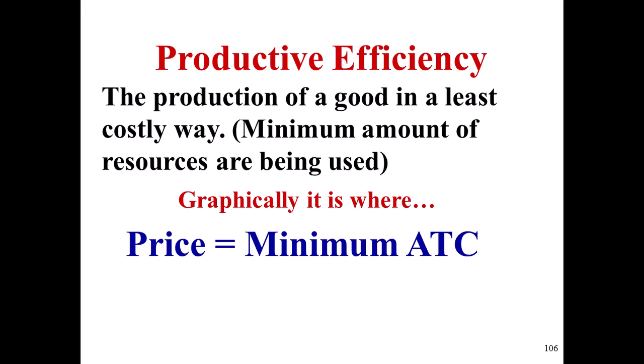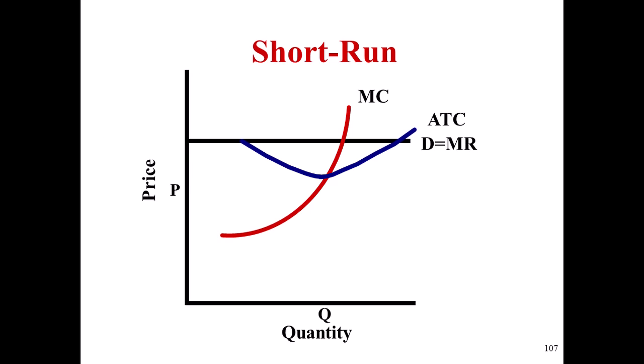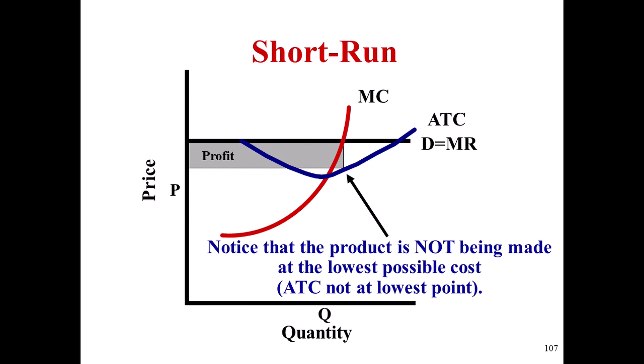So productive efficiency is where price equals minimum ATC, or just a way of saying producing a good in the lowest cost way. Okay. So this product is not being made at the lowest possible cost, because here, where they're maximizing their profit, it's right there. Lowest possible cost would be minimum ATC. This firm doesn't care about that because they're maximizing their profit. Yes, they're paying a little bit more for these units right here, but that doesn't matter. They're making more money.